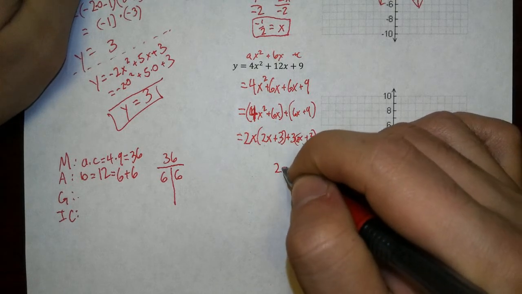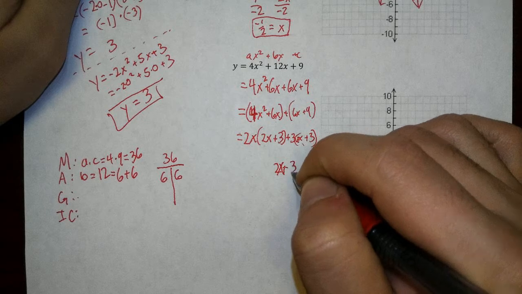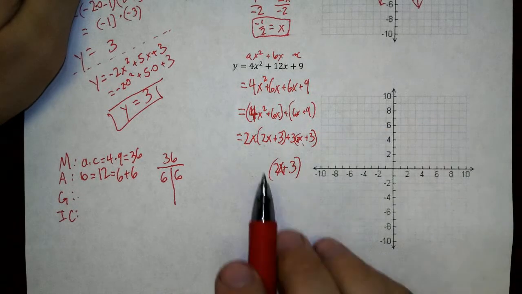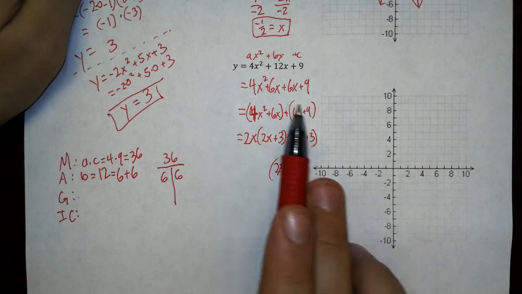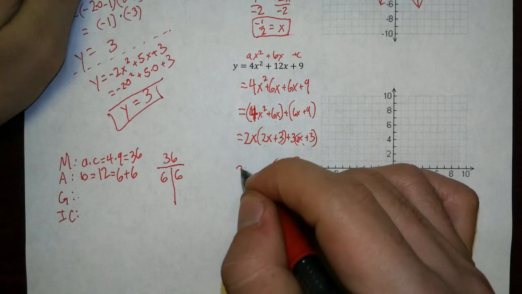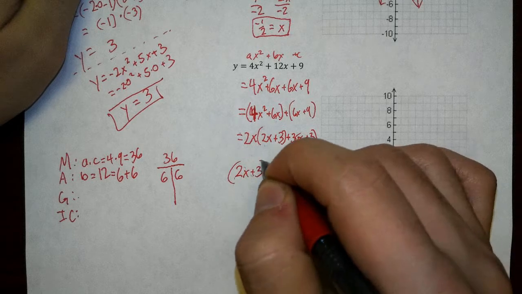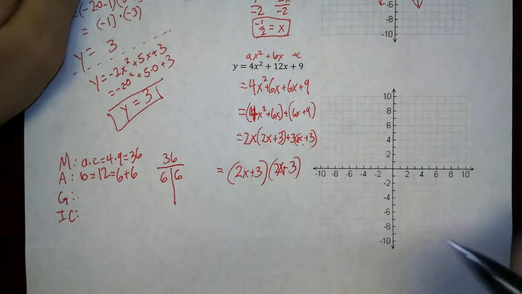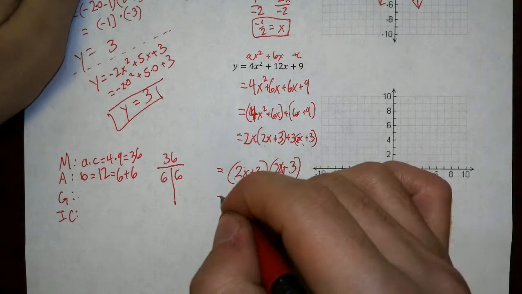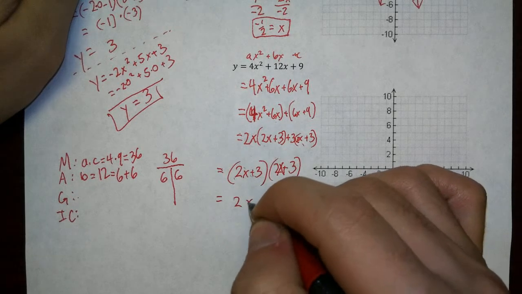Let's pull it out. 2x plus 3. And then what's left over, right? We take that out, we take that out, and we have 2x plus 3 left over. Holy moly! What do we call that? Call it a perfect square.